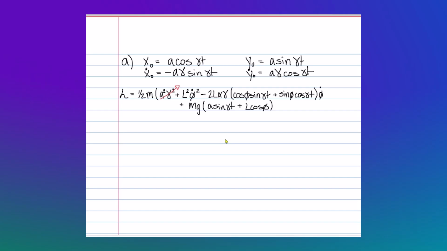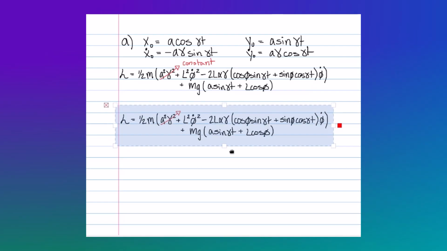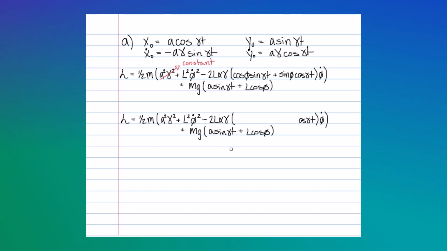Now we can start simplifying the Lagrangian by removing any constant terms. So a squared gamma squared is a constant. And we can start simplifying using trigonometric identities. In this case, combining the sine and cosine terms.